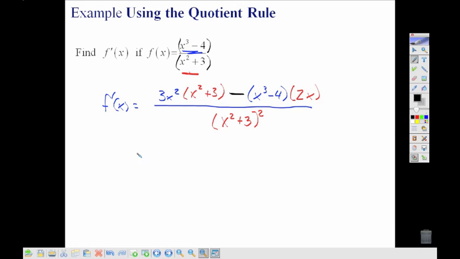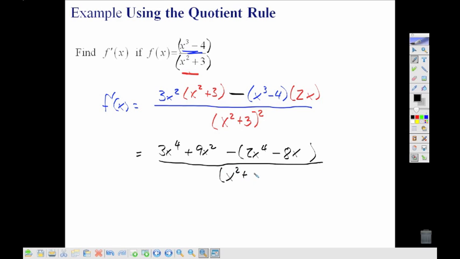Now we can simplify this a little bit with the 3x to the fourth plus 9x squared minus, and make sure you're careful with the distribution here, 2x to the fourth minus 8x. Keep the bottom the same. Now usually it's not worth multiplying the denominator out, so we're just going to keep this as x squared plus 3. We'll continue to simplify the top though, x to the fourth plus 9x squared plus 8x all over x squared plus 3 squared.